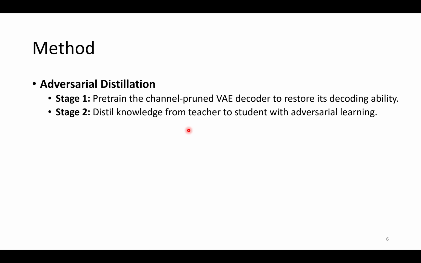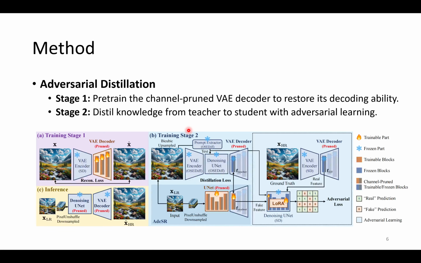However, direct pruning leads to performance loss. To solve this, our second contribution is adversarial distillation. It is a two-stage training scheme. In the first stage, we freeze the encoder and pre-train the pruned decoder using reconstruction loss. This helps the decoder learn to decode from the same latent space as before.